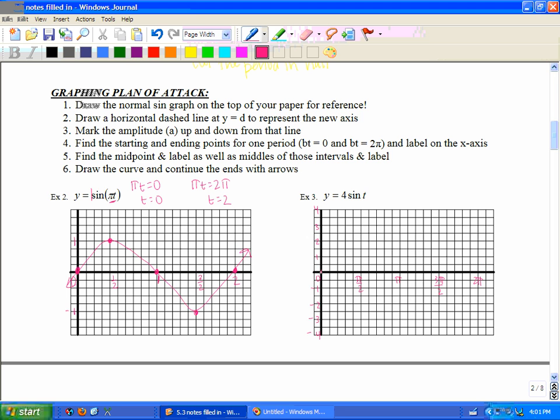And then you can draw your normal sine graph. We start at 0, 0. Pi over 2 is up at 4. And then pi is down on the axis. 3 pi over 2 is down at -4, and 2 pi is back on the axis. And so again, this is one period of the sine graph.